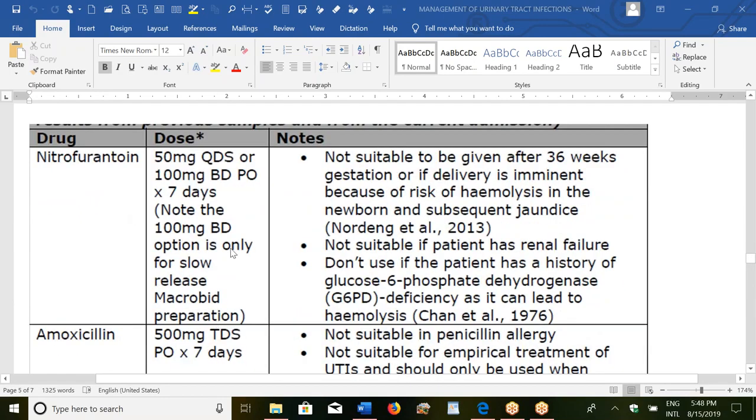Nitrofurantoin, you don't have to remember the doses. Just remember, it is not suitable to be given after 36 weeks gestation or if delivery is imminent because of the risk of hemolysis in the newborn and subsequent jaundice. This is also not suitable if the patient has renal failure. And don't choose it if the patient has a history of glucose 6-phosphate dehydrogenase deficiency, as it will cause hemolysis.